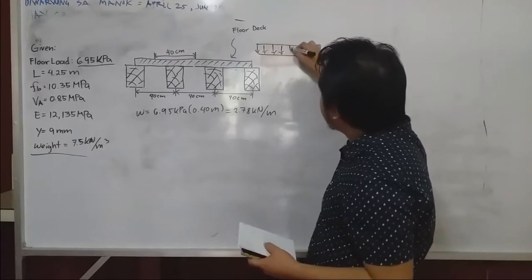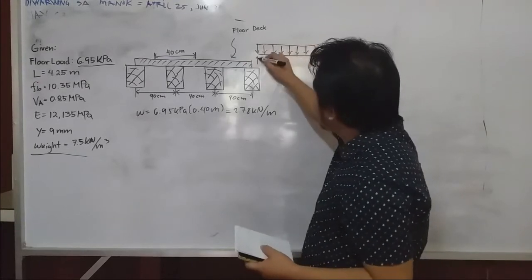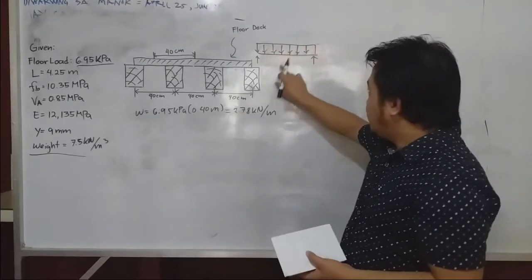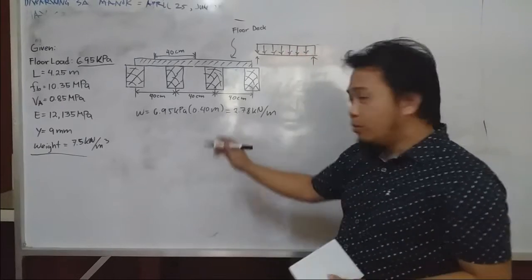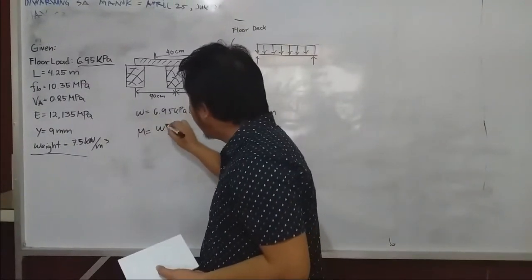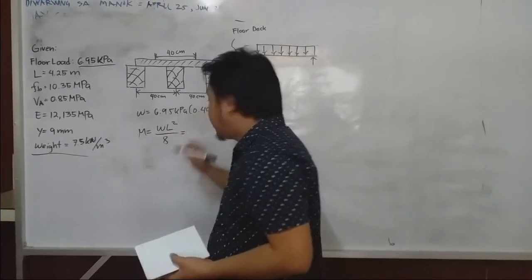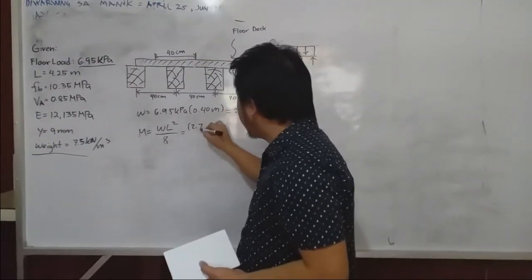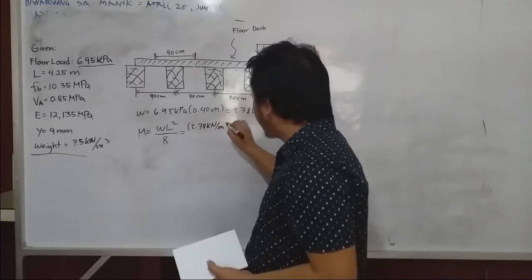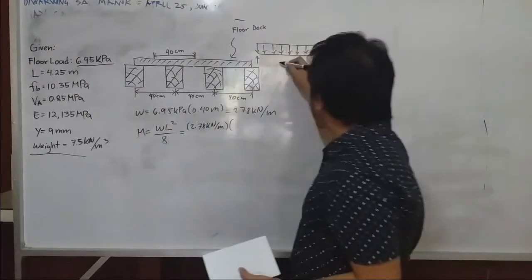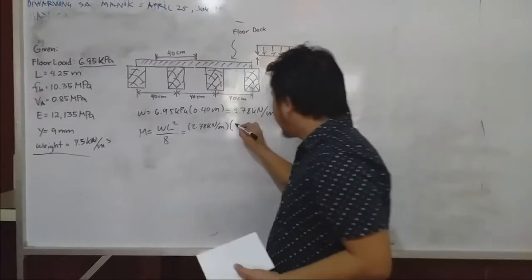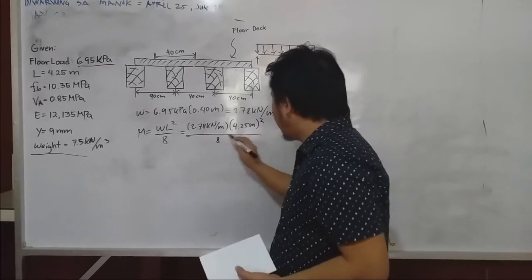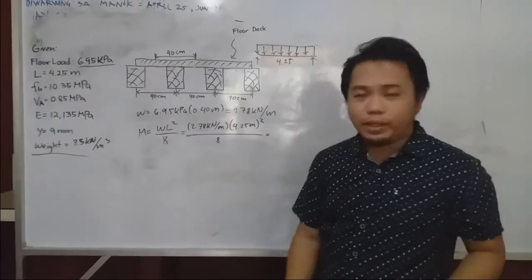By definition, the floor joist is a simply supported beam, so you have this configuration. With this configuration, you can calculate that the maximum bending moment is equal to WL squared over 8, as in our previous discussion. We use W, 2.78 kilonewton per meter, multiplied by the total length, which is 4.25 meter, squared, over 8.